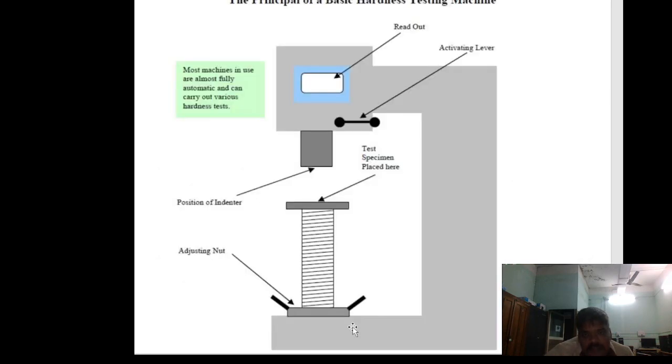The principle of a basic hardness testing machine. This is an activating lever. This is the position of the indenter. This is where the test specimen is placed. The adjusting nut is this one. Most machines in use are almost fully automatic and carry out various hardness tests. From here you can note down the reading.